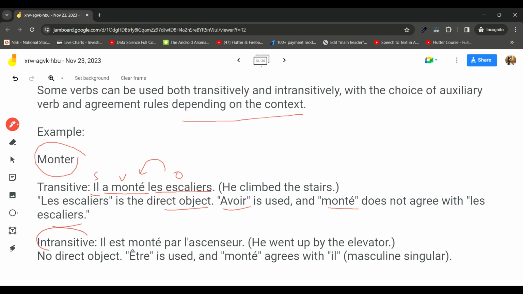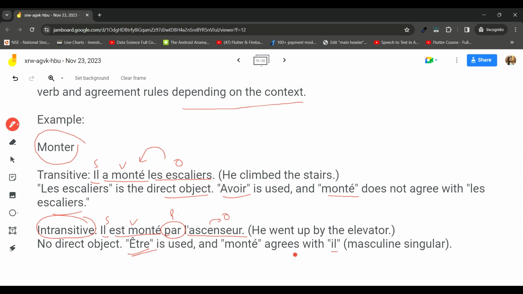But in an intransitive situation, il est monté par l'ascenseur. So il is my subject, est monté is my verb, par is my preposition and l'ascenseur is my object, by the elevator. He went up by the elevator. So the direct object is not there. So être is used, right? And monté will agree with il, which is masculine singular. Had it been elle, it would have become elle est montée, with an extra e.